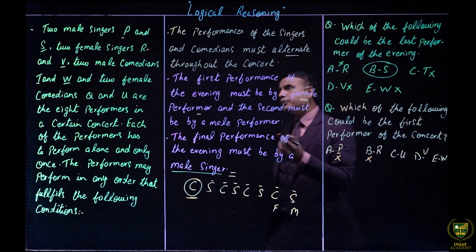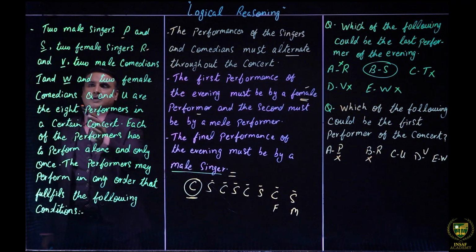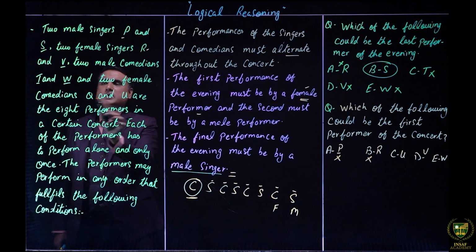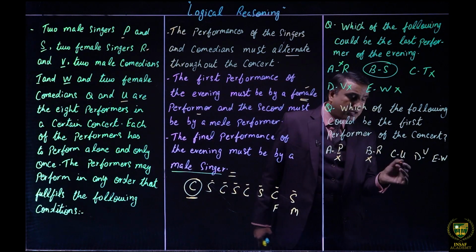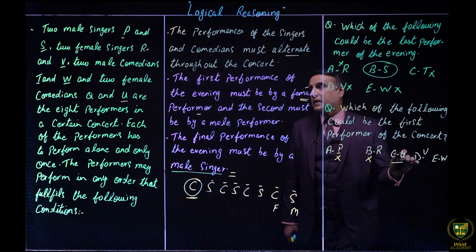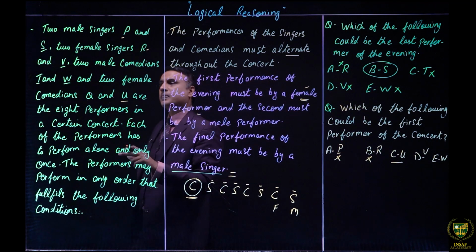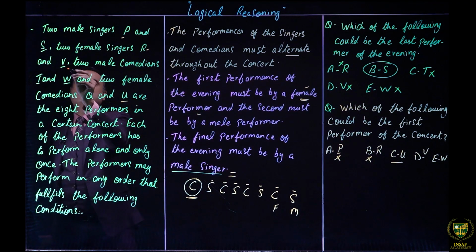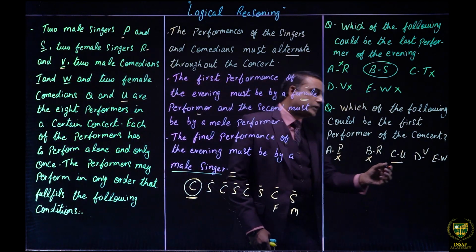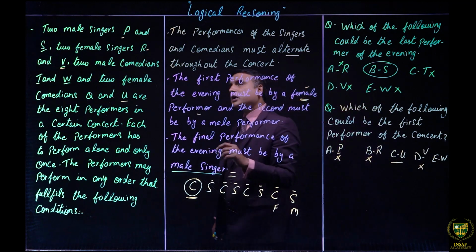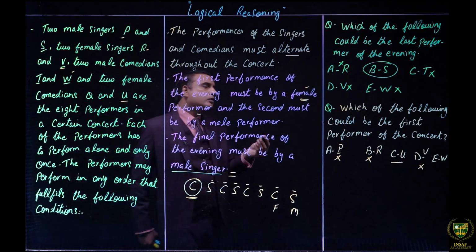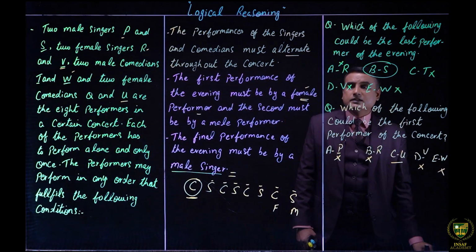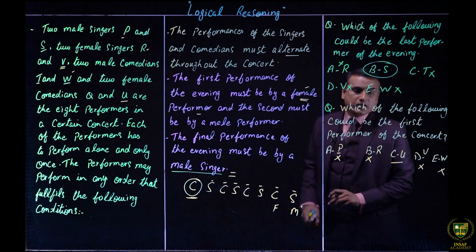Let's talk about U. What is U? There are two female comedians, Q and U. So U can be considered. Let's check the others first. What about V? That is actually a female singer, so this will also be crossed. And what about W? W is a male comedian, that is why this option will also be crossed.